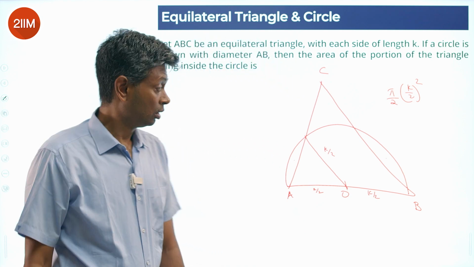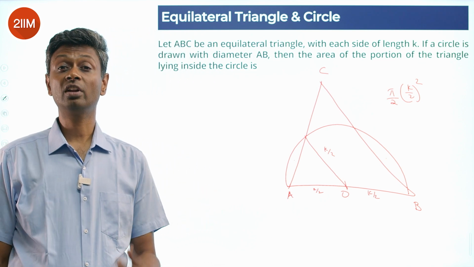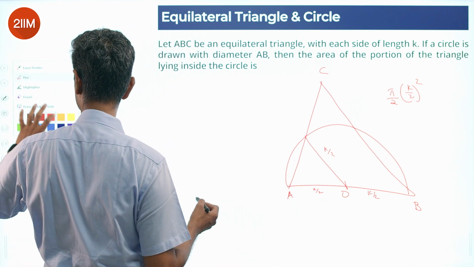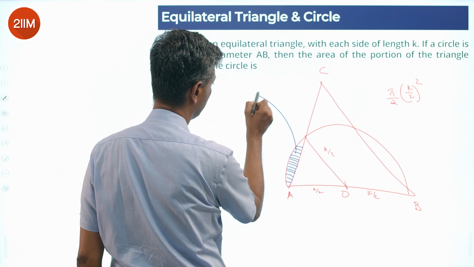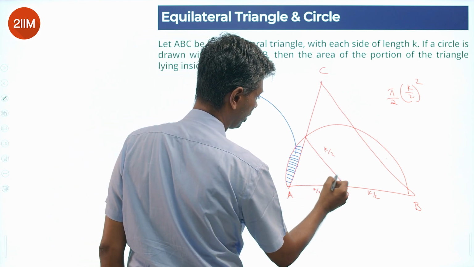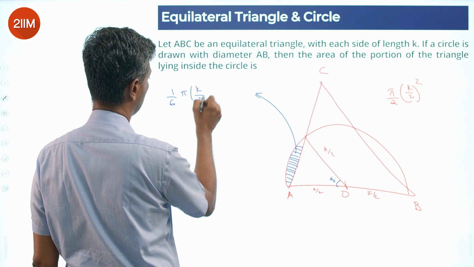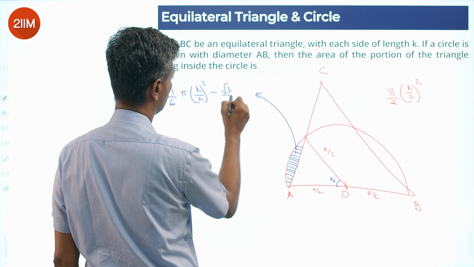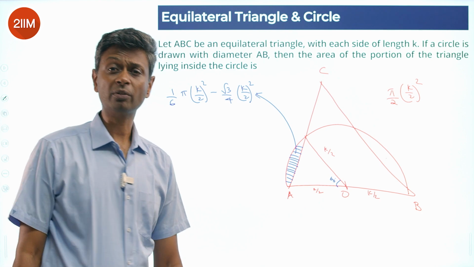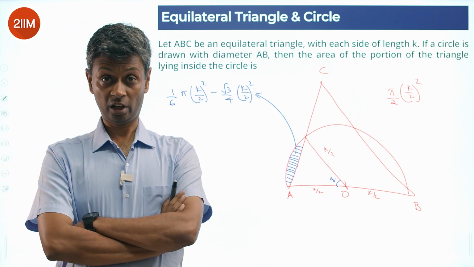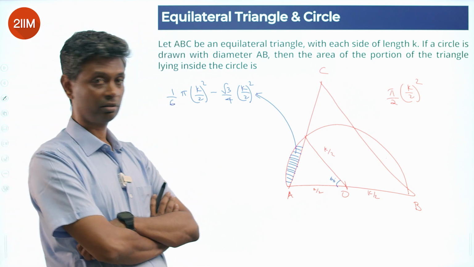So from the sector, subtract the triangle. The triangle, luckily enough for us, is an equilateral triangle. So this area here, this angle in between is 60 degrees. So 1/6 of a circle, 1/6 of pi into K by 2 whole square, minus √3 by 4 into K by 2 whole square, is this segment. Why √3 by 4 into K by 2 whole square? For an equilateral triangle of side a, the area is √3 by 4 a square. So from the sector, we subtract the triangle, we get this.